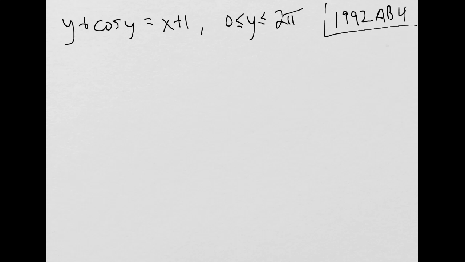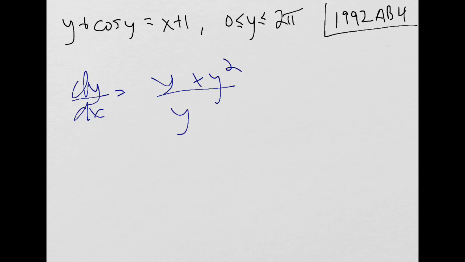So here we go. This is another one from our study guide. It's actually 1992, FRQ number 4 from the AB test. They give me this equation right here, and in part A, I want to find dy/dx in terms of y. That means I want dy/dx equals stuff with y's in it and no x's. So that's what they mean in terms of y.